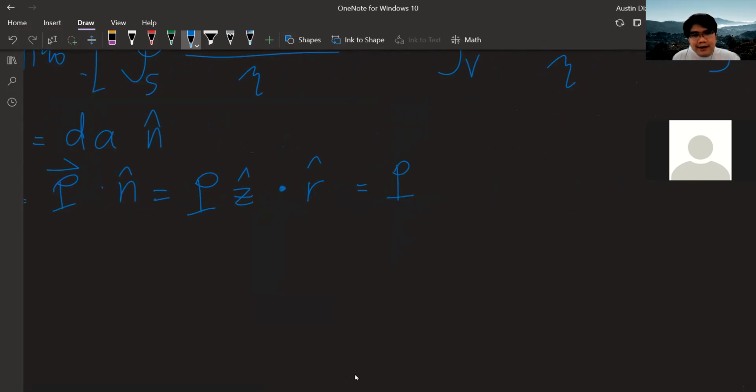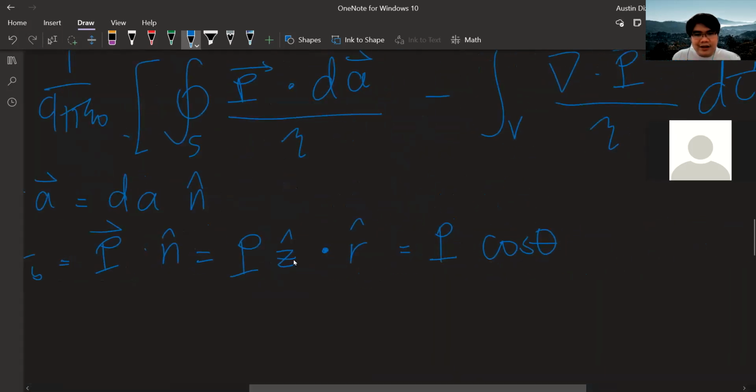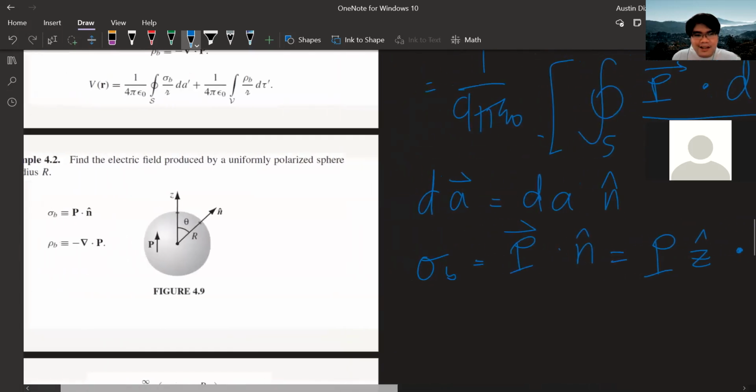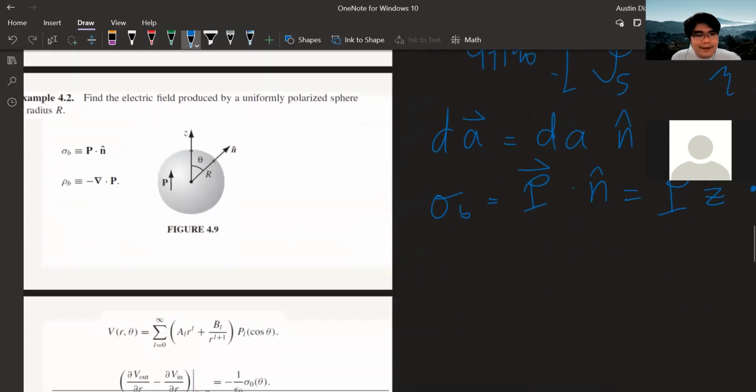Okay. Now, I know R hat dotted with Z hat. That is just cosine theta. Okay? Kaya ako siya pinili na ganun. Kaya ako siya tinutok sa Z para madali yung kunin yung dot product. Okay? Amazing, di ba?